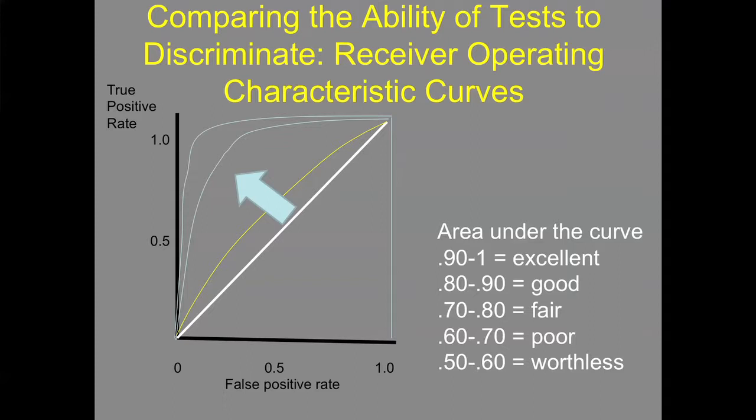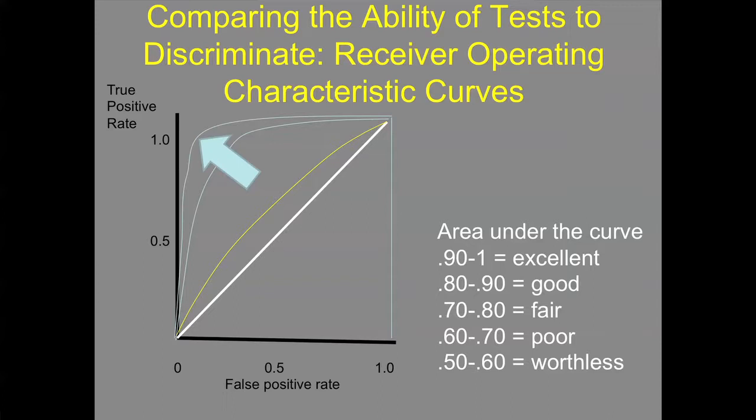For the second example I gave you, where there's complete overlap, it would be represented by this diagonal line here, where the chances of you being able to tell whether it's a girl or a boy is like tossing a coin. And the area under that curve is 0.5. And then in between, there are these two curves where there is an intermediate value to that particular test.